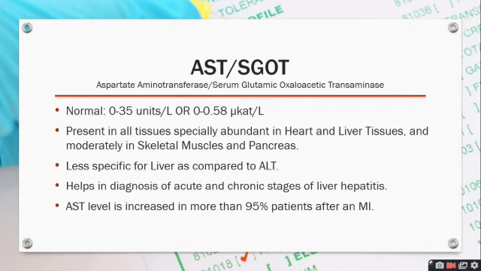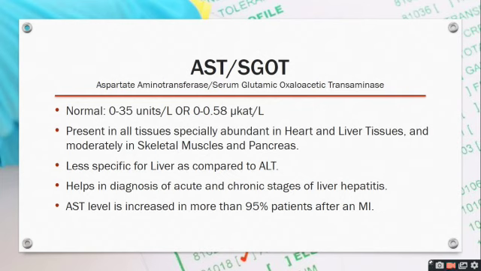Now coming to the second one, AST or SGOT. These two, AST and ALT, are the most common in the diagnosis of liver function test. The full form of AST is aspartate aminotransferase, formerly known as SGOT, serum glutamic oxaloacetic transaminase. The normal value of AST is the same as ALT, that is 0 to 35 units per liter or 0 to 0.58 microkatal per liter.